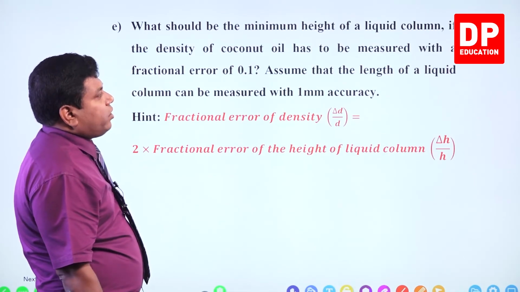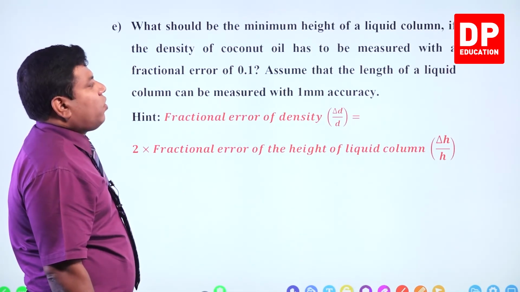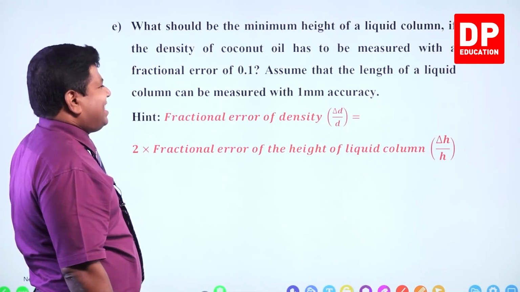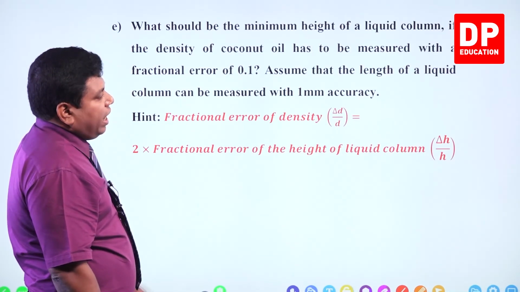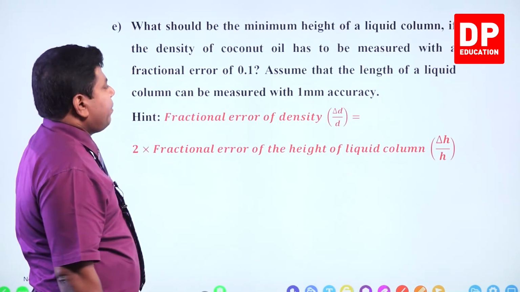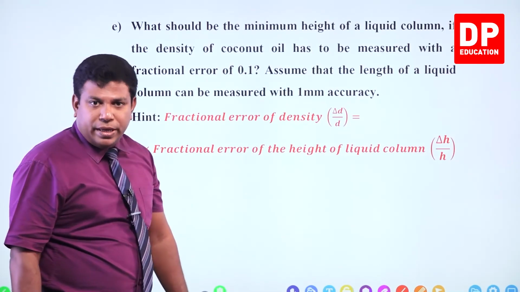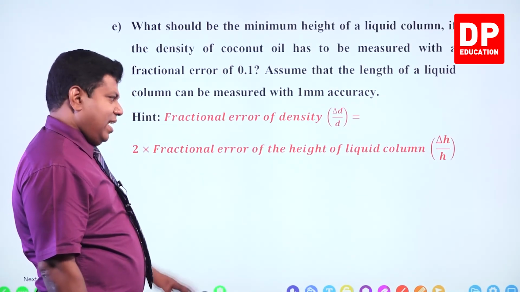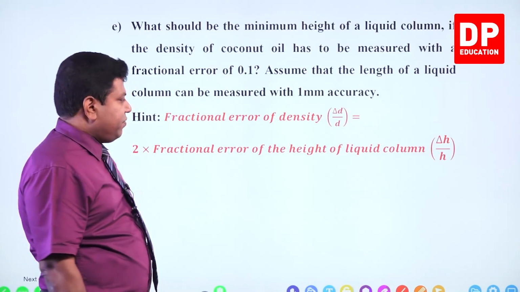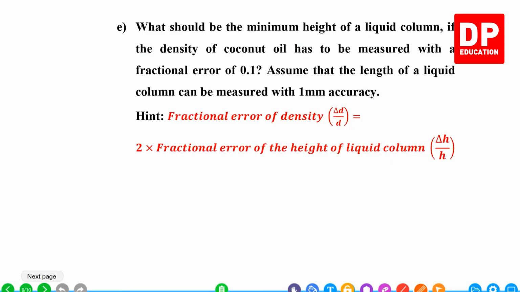What should be the minimum height of a liquid column if the density of coconut oil has to be measured with a fractional error of 0.1? Assume that the length of a liquid column can be measured with 1 millimeter accuracy. Very nice of them, they have given you a hint also. They say the fractional error in density is equal to twice the fractional error of the height of the liquid column, delta H over H. And this is what they want it to be, 0.1.